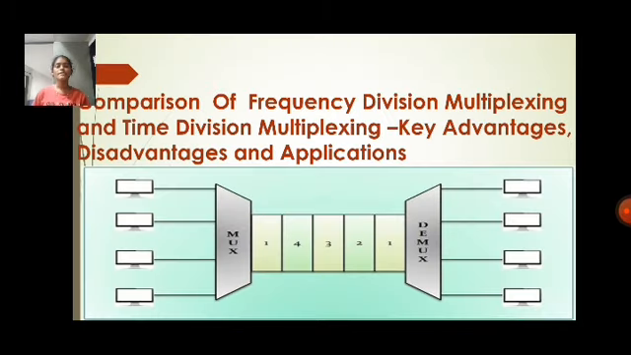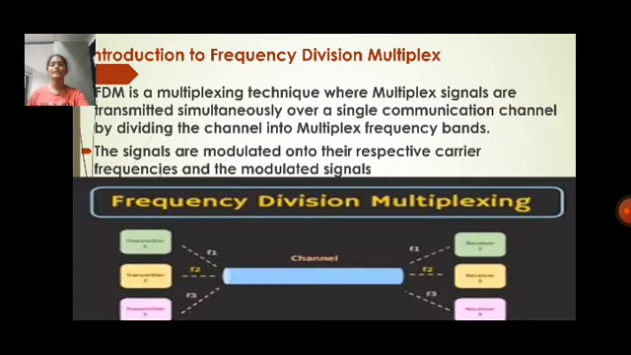Comparison of frequency division multiplexing and time division multiplexing, key advantages, disadvantages and applications. Introduction to frequency division multiplex. FDM stands for frequency division multiplex.